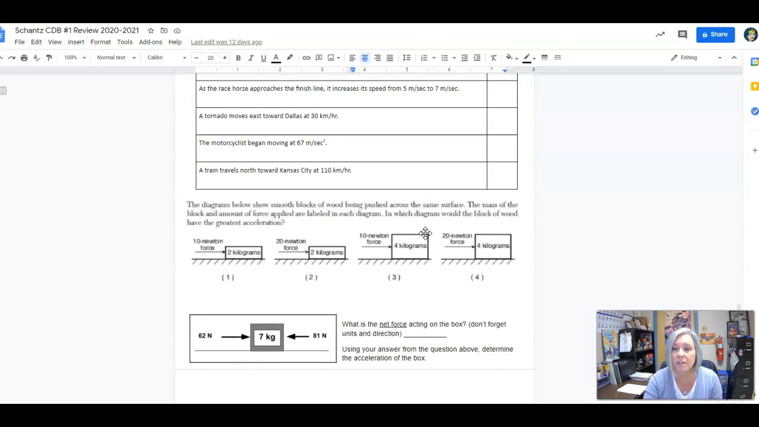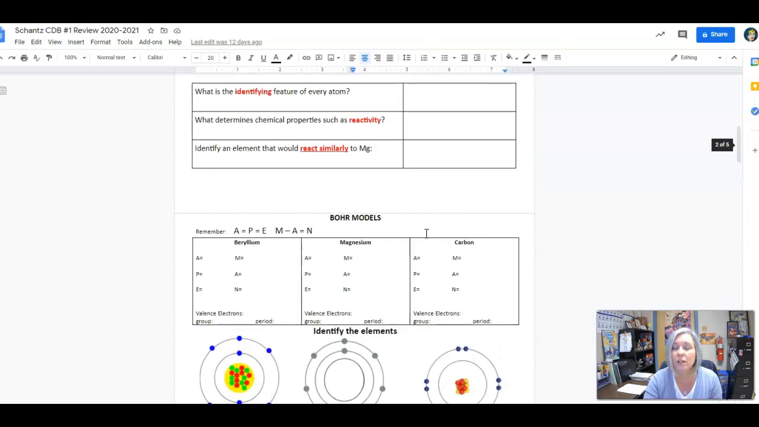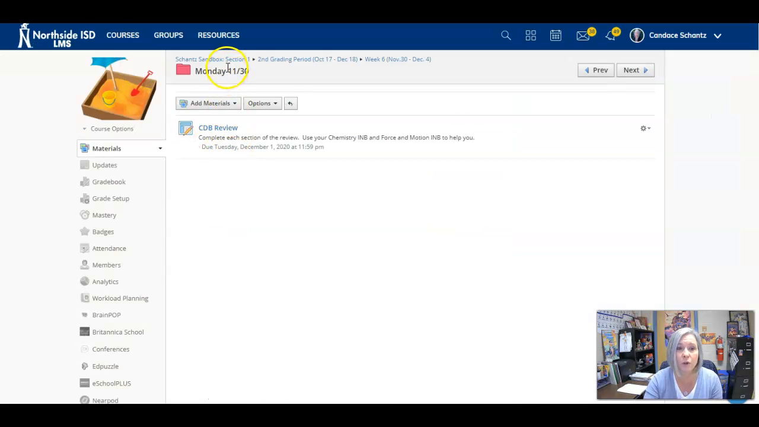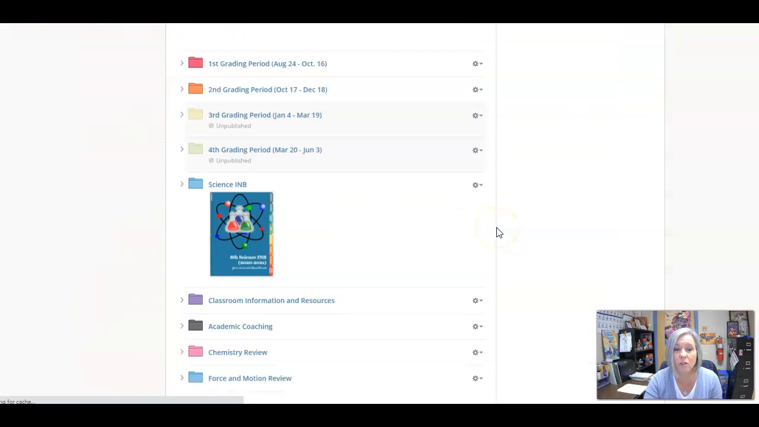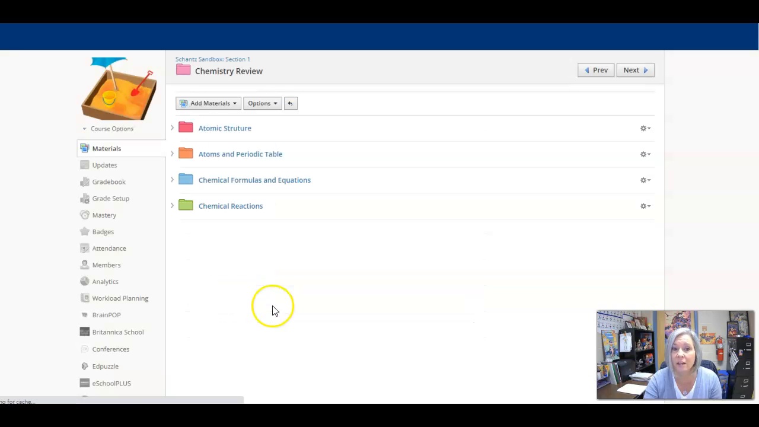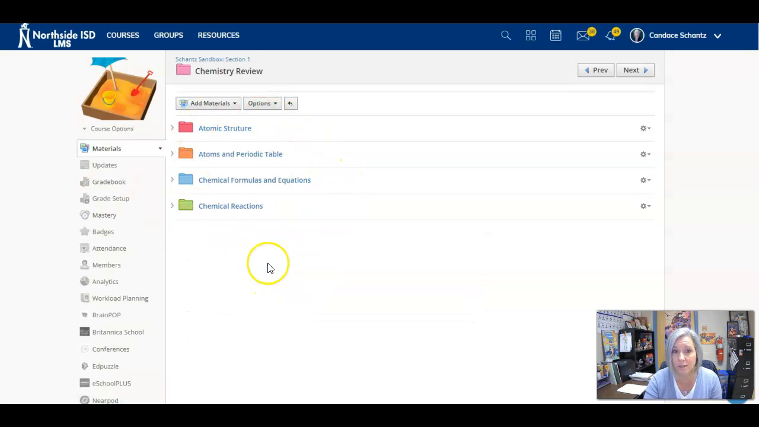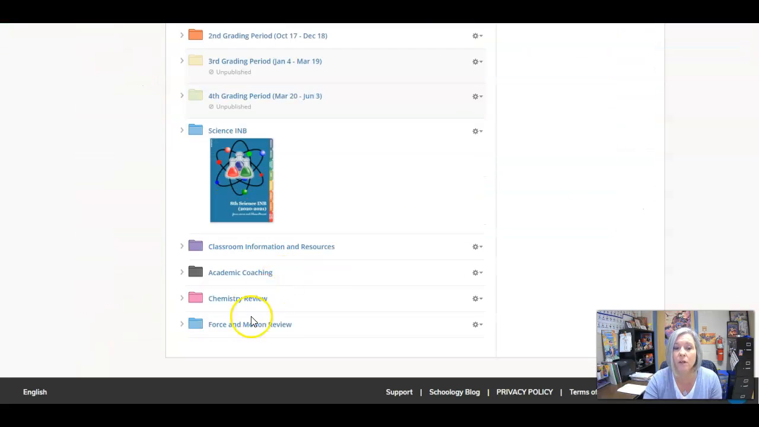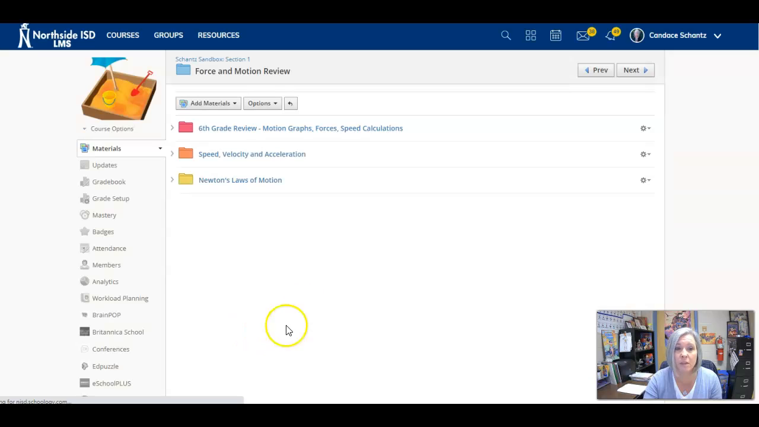When you have completed this, you will turn it in. It is due by Tuesday. Now, as a reminder to you, if you go to the main page, right, so our materials page, at the bottom I have a chemistry review. So inside that you'll find all of the videos and Quizlets that you can review. And then we also have the force and motion review. Same thing, it's broken down by topics. Okay? There's videos and there's Quizlets that you can use.